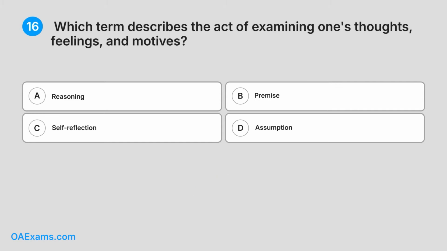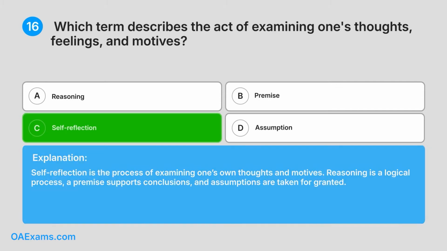Correct answer. C. Self-reflection. Explanation. Self-reflection is the process of examining one's own thoughts and motives. Reasoning is a logical process. A premise supports conclusions, and assumptions are taken for granted.